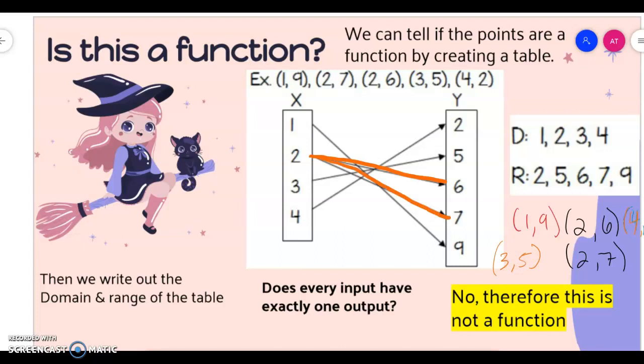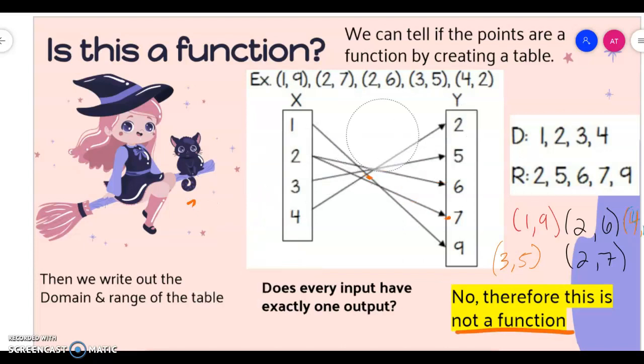If I was going to graph this, it would look something like this. So if I had 2 here, 6 and 7, it would have 2 points right on top of each other. And that doesn't create a line if all the other points are over here. So this is not a function because there's not exactly one output for every input.